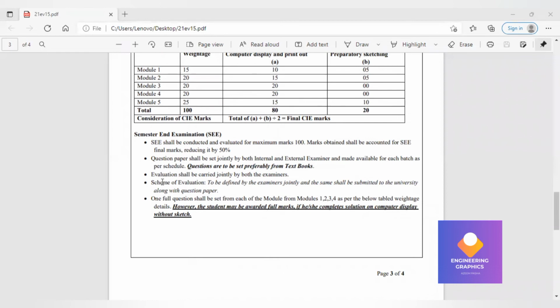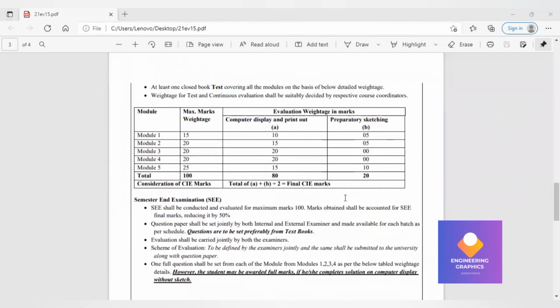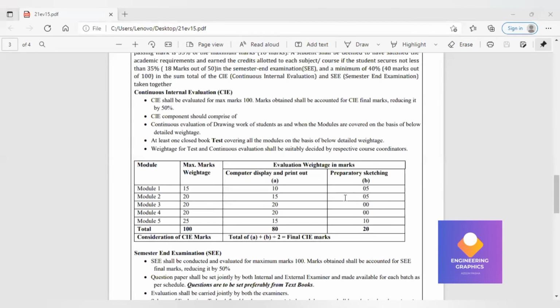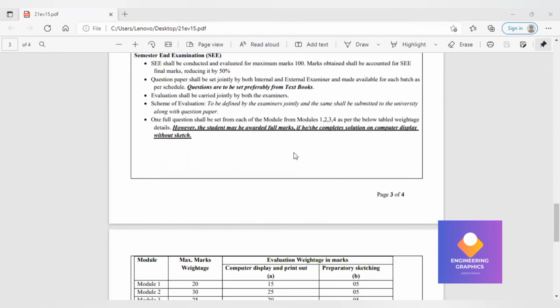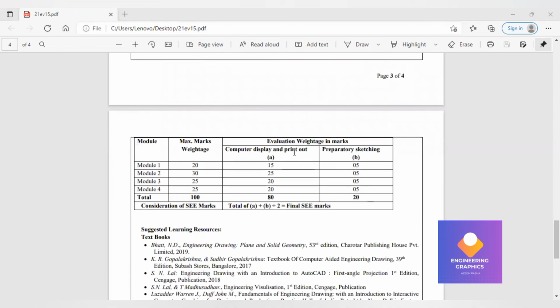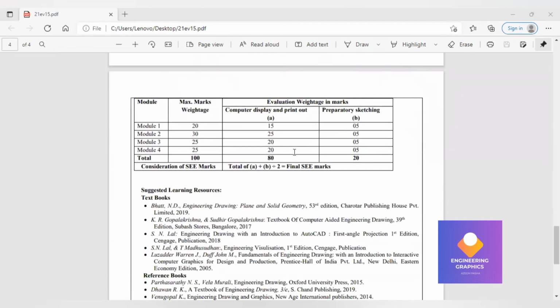And for the external, the question paper has to be set for 100, which is reduced to 50, and the questions we should consider from only the 4 modules. Sometimes you are not able to do the sketching, and if you are unable to do the sketching, then also we should give more marks. So you can see here how the SEE will be considered, only from 4 modules. Module 5 is there only for your internal.